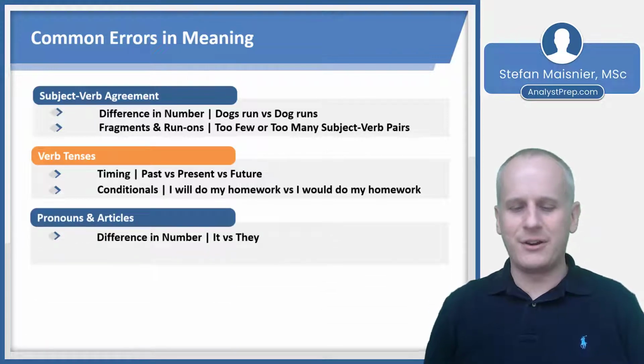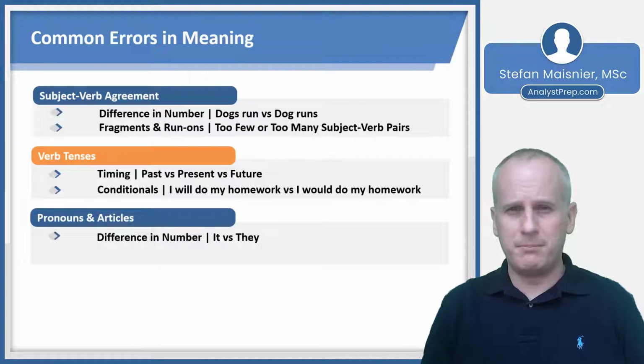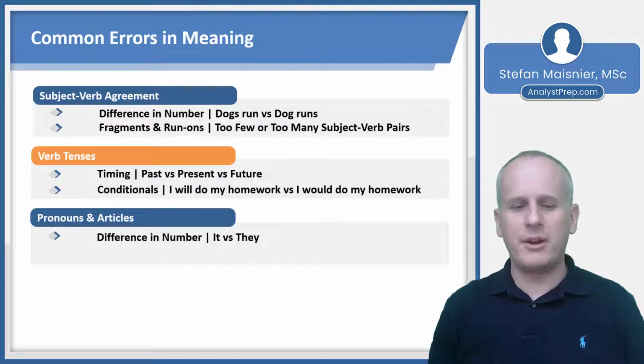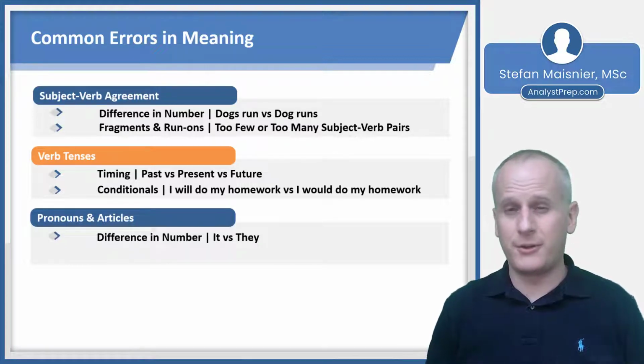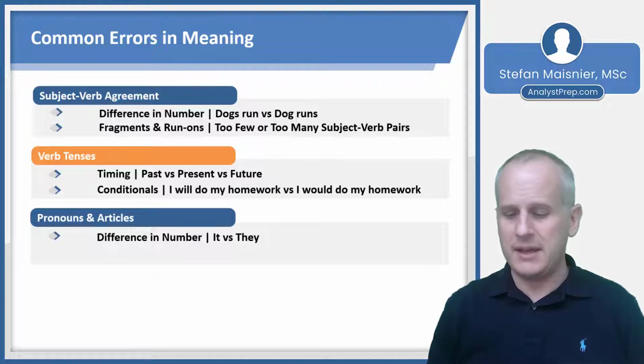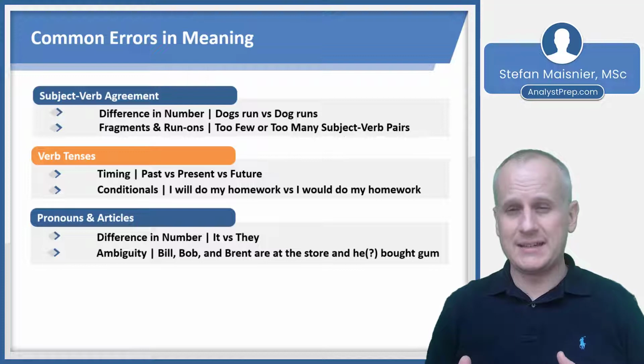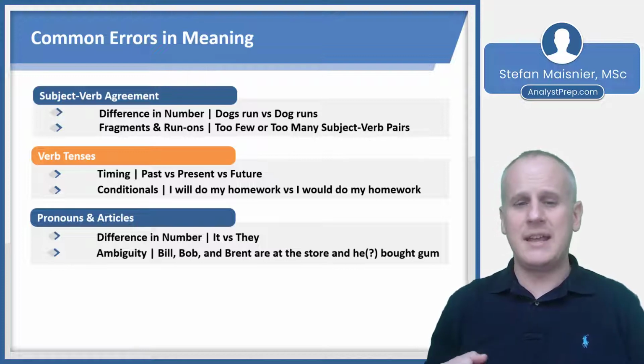Then we have pronouns and articles. This most basically is going to be a difference in number. So it's the difference of it versus they. So the dog has its bone. The dogs have their bones. So again, just difference between singular versus plural. But also beware of this in terms of articles, the difference between the and a, for instance. And it may be as well in terms of ambiguity. So, for instance, with the and the a example, if I say, I want the banana, I need the specific banana. If I want a banana, I can have any banana.